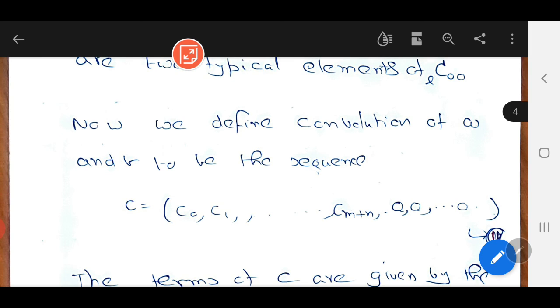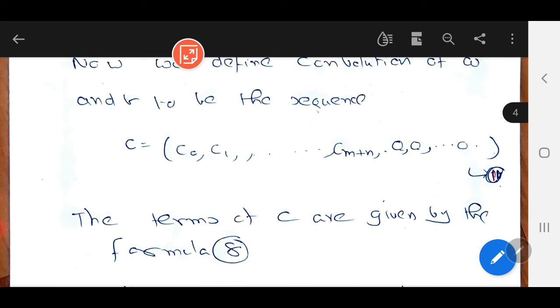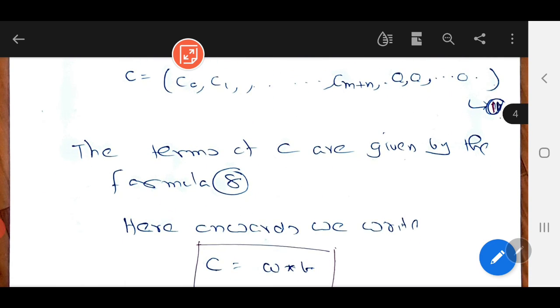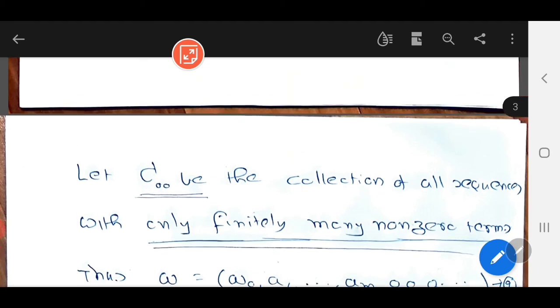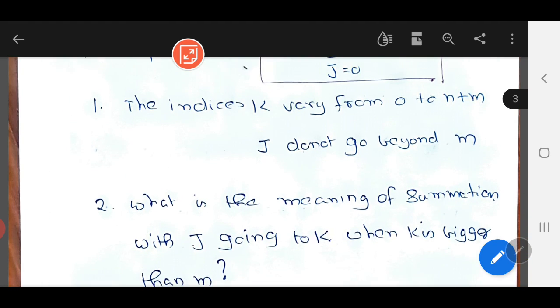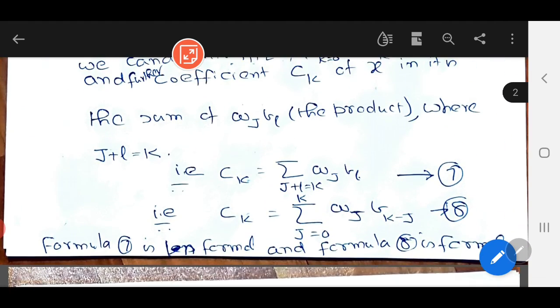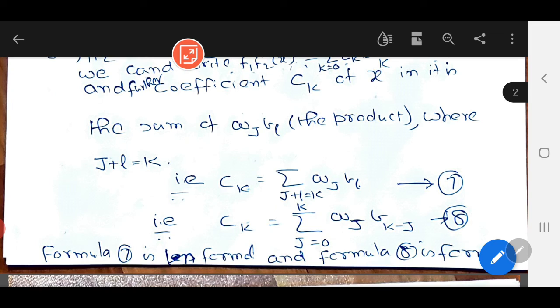C_{m+n}, and the remaining terms are 0. So, the terms of C are given by formula 8. What is formula 8 here? Formula 8 is mentioned here. This is the very important one.